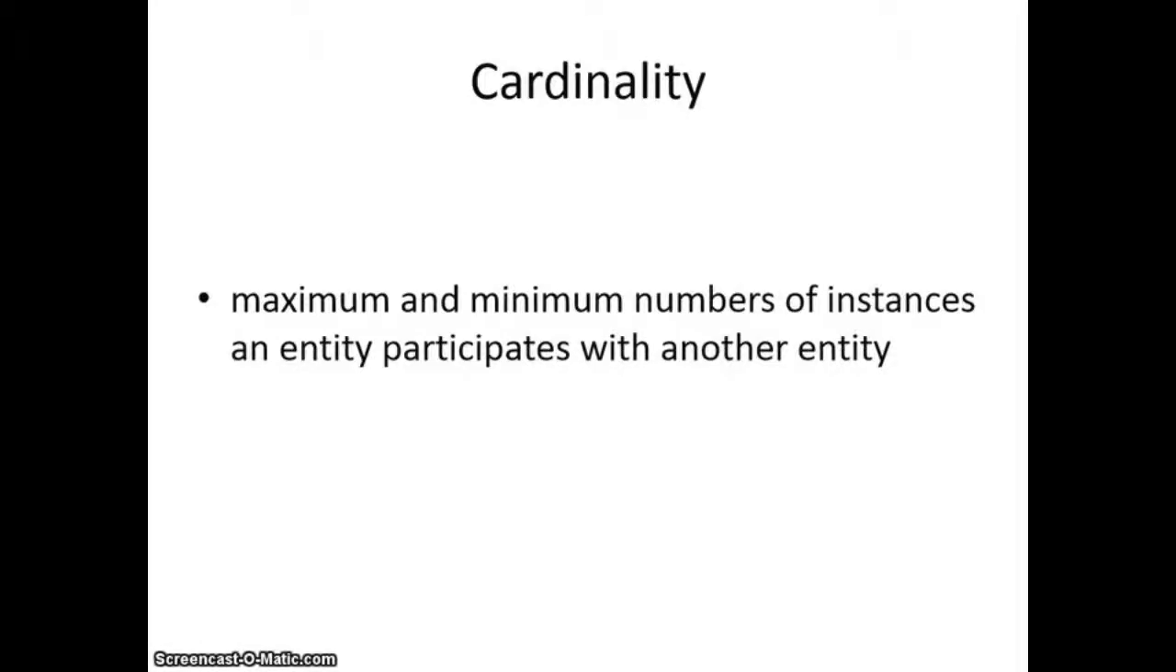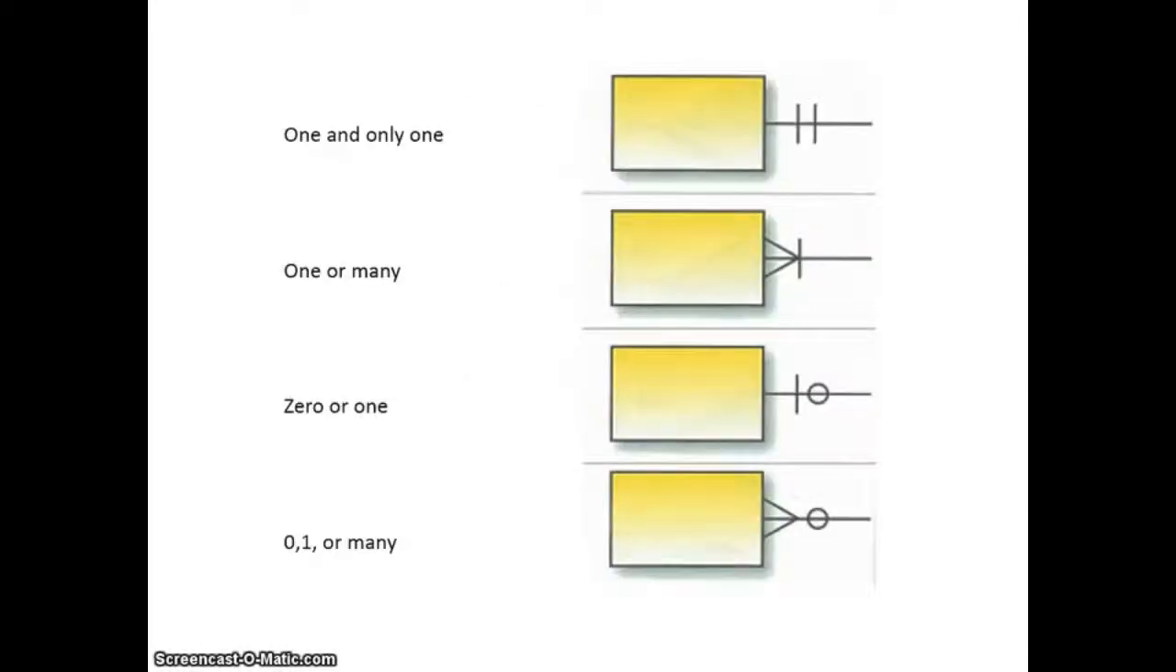The cardinality shows the relationship between two entities. There are four options for cardinality. On the right-hand side, you can see that each of these cardinalities has a symbol. There's one and only one, one or many, zero or one, and zero, one or many. To give you an example of how this works, for one and only one, a student can have only one student ID, and a student ID belongs to one and only one student.